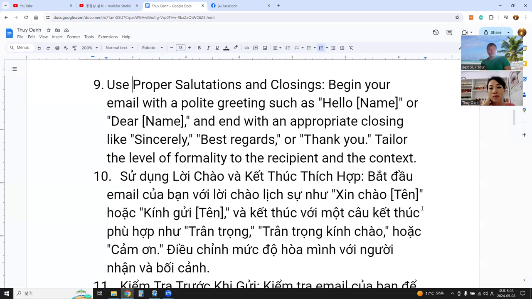Begin your email with a polite greeting, such as hello, or dear, Mr. And then end with an appropriate closing. Appropriate means proper, appropriate means good. Closing like sincerely, best regards or thank you. This is a formal email pattern. And then tailor the level of formality to the recipient and the context. Tailor means making something suit, like tailoring.